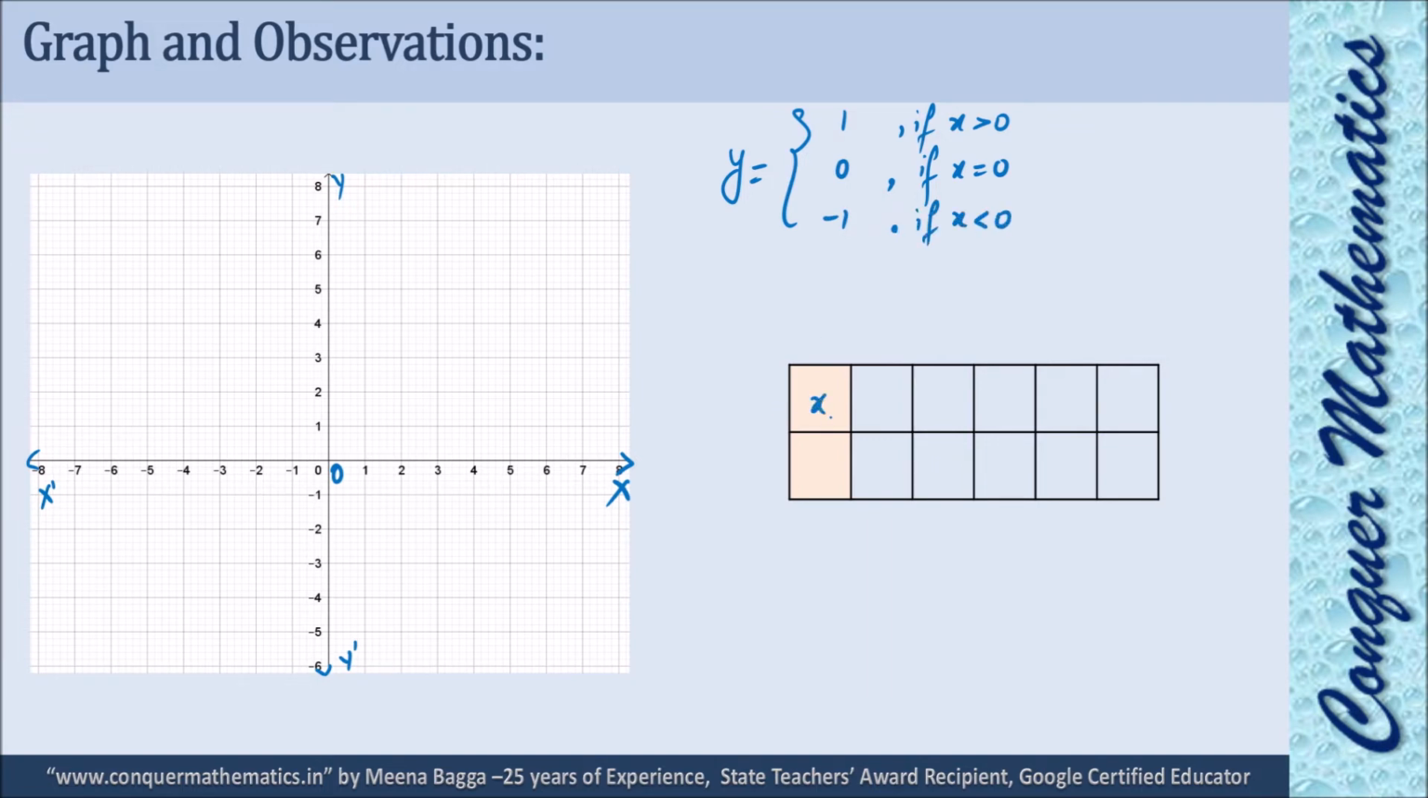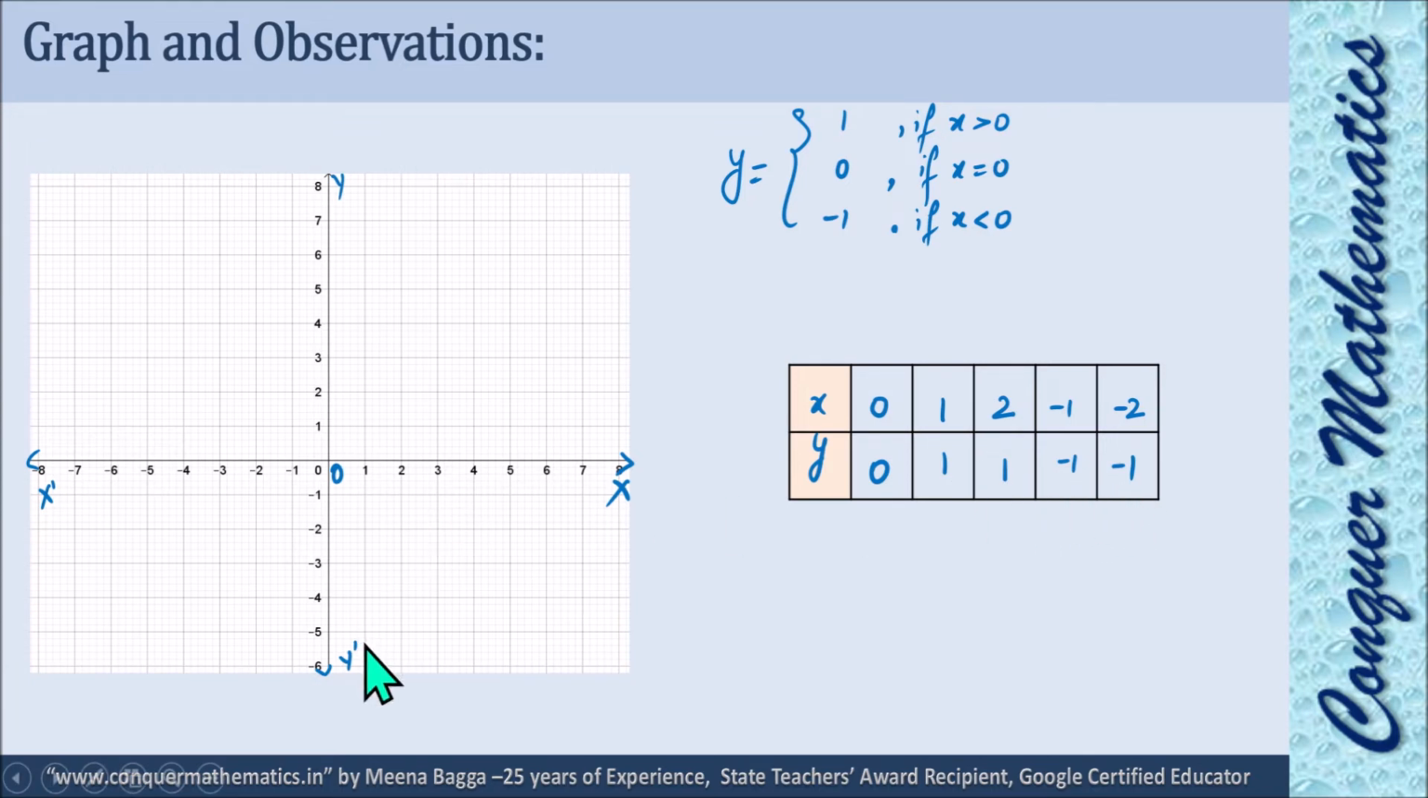Okay, let us have some values. If x is 0, it is 0. If x is 1, it is 1. If x is 2, then also it is 1. The definition says if x is greater than 0, and 1 and 2 are greater than 0, it will be 1 only. Okay, no change. Now let us take two negative values. Minus 1, it will be minus 1 itself. Minus 2, then also it will be minus 1. For every negative value, y will be minus 1.